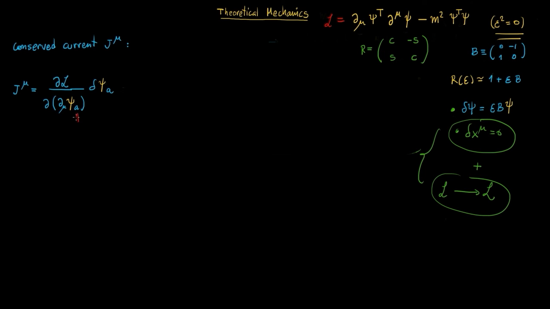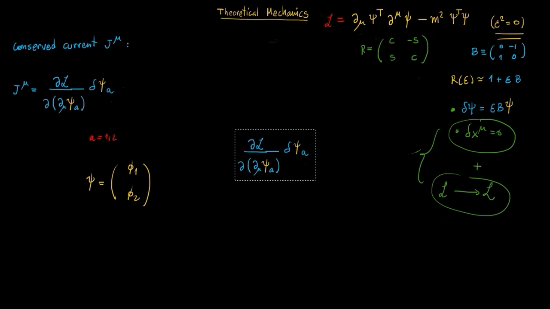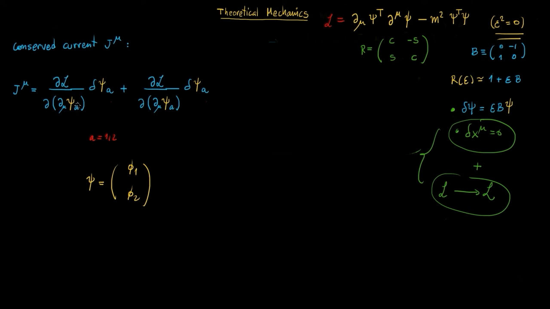And now the index A is relevant because in this context, it's a kind of two-component vector. This implies that actually the conserved current is a sum of two terms, one with the index equal to 1 and the other with the index equal to 2. And this is phi 1 and phi 2, of course. This is the first option we can think of, but there is an alternative.